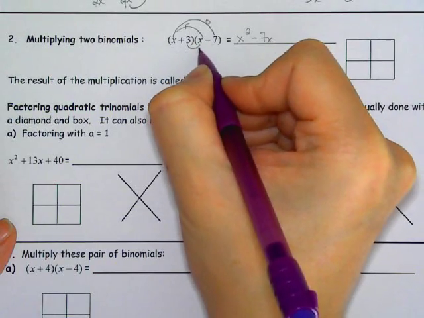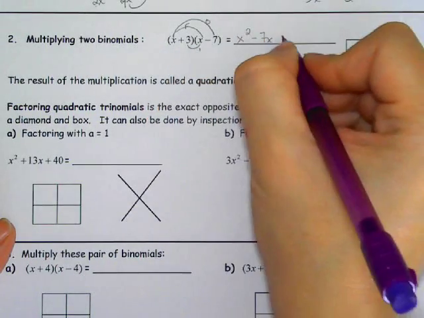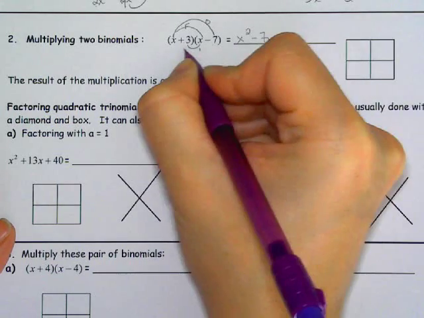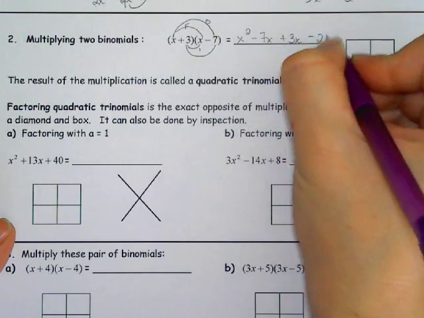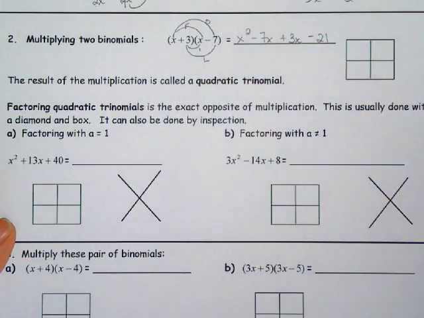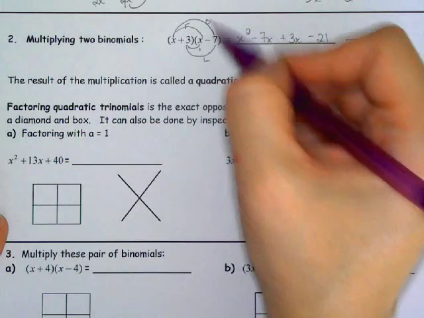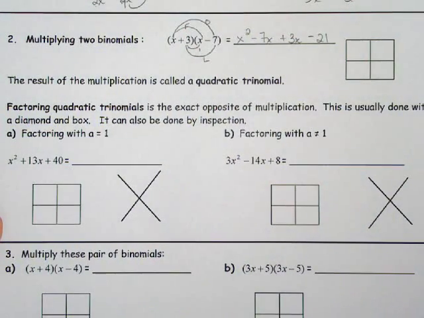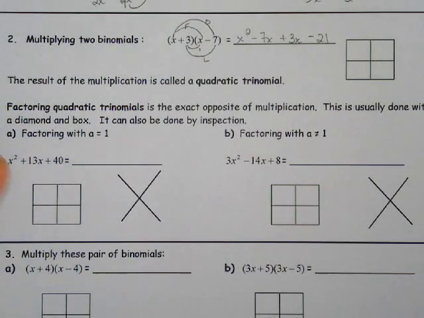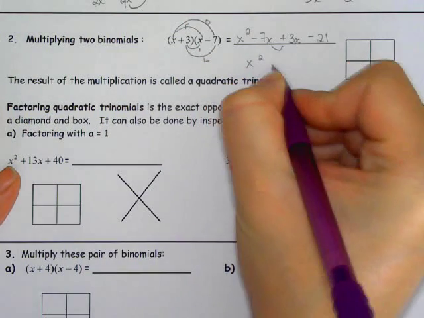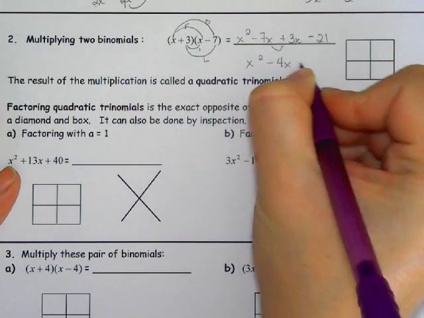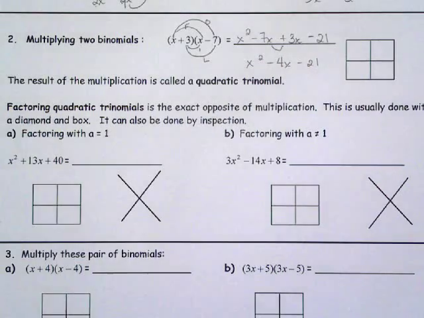Inside terms, that's your I in FOIL, so 3 times x, 3x. And your last terms, 3 times negative 7, so negative 21. And that's your last. So first, outside, inside, last. That's what FOIL is referring to. Combine your like terms. So you have x squared minus 4x minus 21. That is one method of doing it.